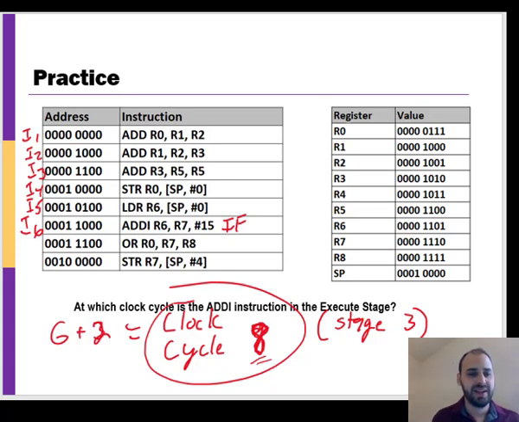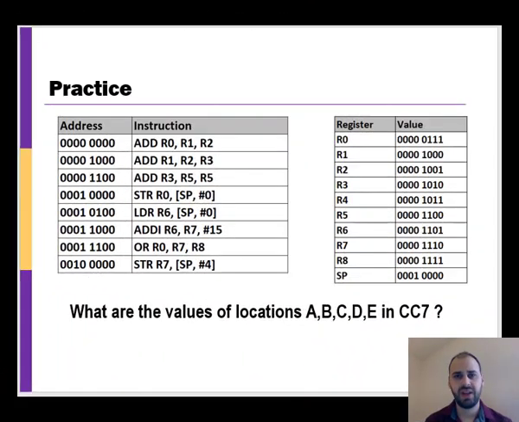Let's look at a more detailed example here that's going to require a bit more tracing to figure out the answer. Let's say that we want to figure out some specific locations in the pipeline data path at a particular instance in time. Let's assume clock cycle 7. At clock cycle 7, let's figure out what the values are at some specific locations that are going to be labeled A, B, C, D, and E.